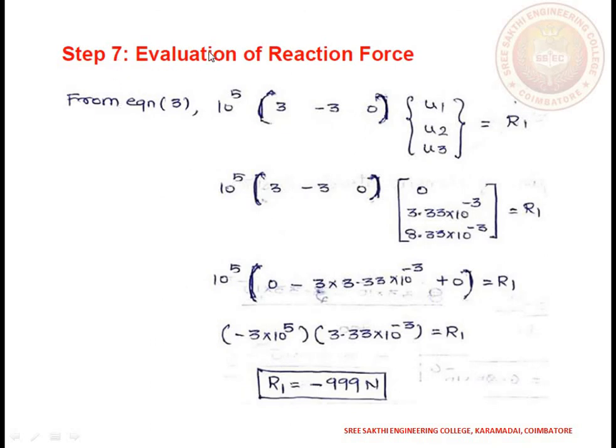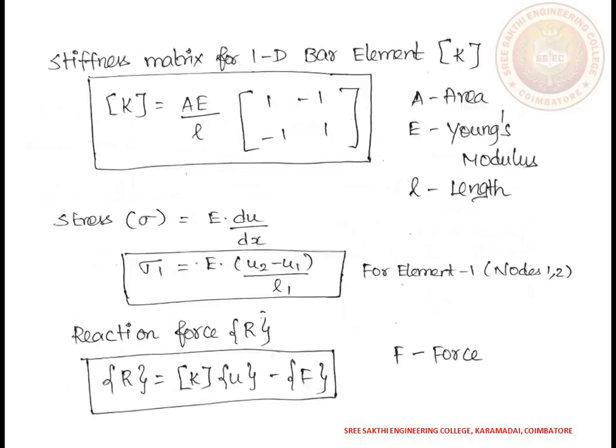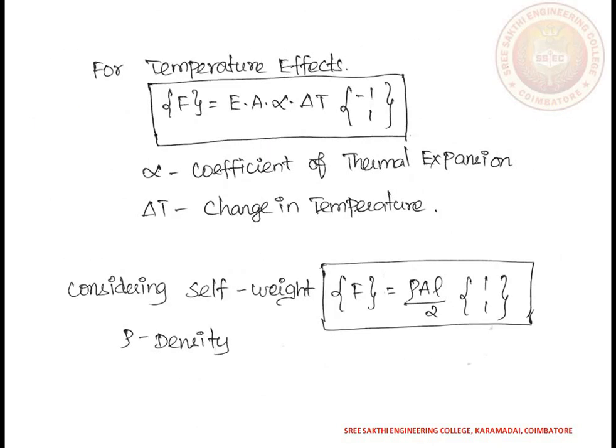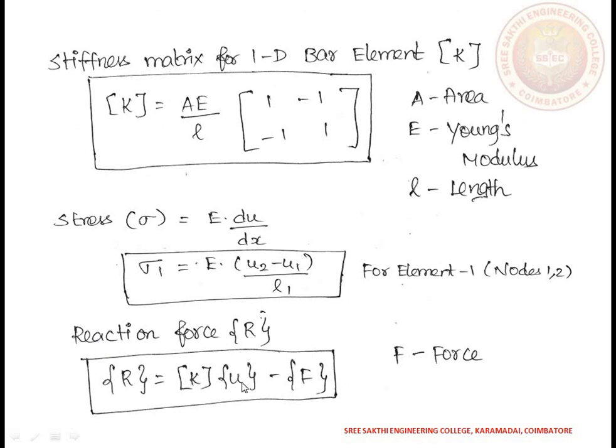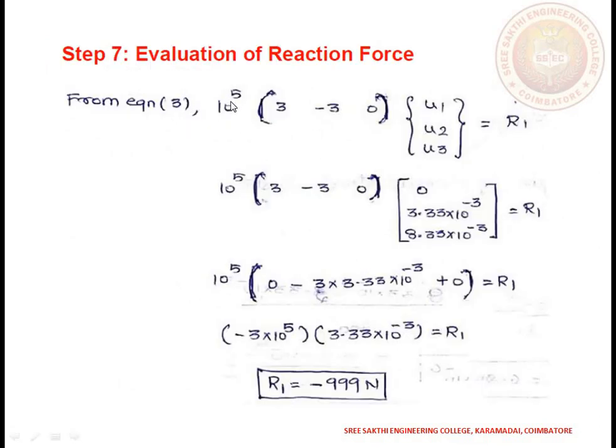Right, next we are going to calculate the evaluation of reaction force. I already told that formula for reaction force, R is equal to K u minus F, right? So that formula can be applied here. 10 power 5, first the K value, the U value, then minus the F value, that is equal to R1. Then 10 power 5 can be simplified, and R1 is equal to minus 999 Newton, right?